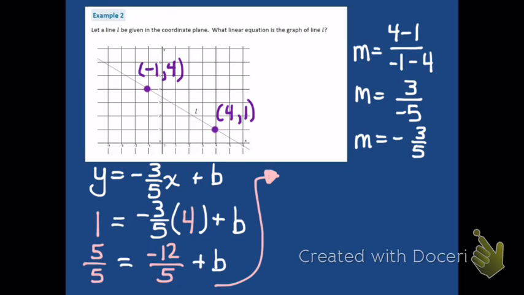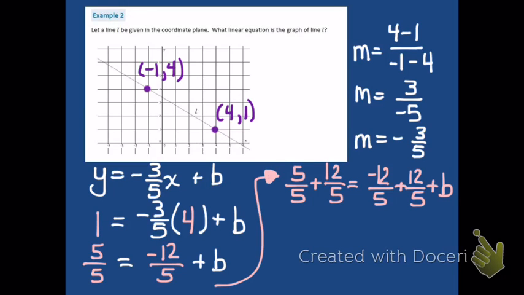Okay, I'm going to continue with my next step up on the next column. So now this time I'm going to add the 12/5. I've got -12/5. So if I add 12/5 to it, that's going to leave b by itself, and that's what I want, so I can solve for it. So what I've done is added 12/5 to both sides of this equation. So I end up with 17/5 on the left, and then this becomes 0 and I end up with just b on the right. So b is 17/5.